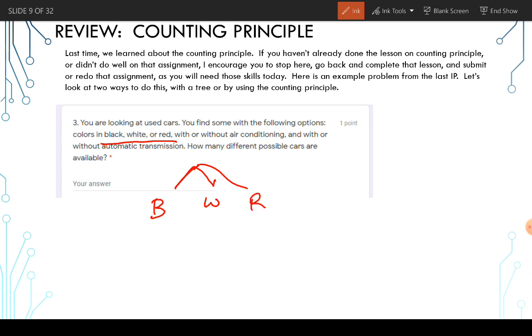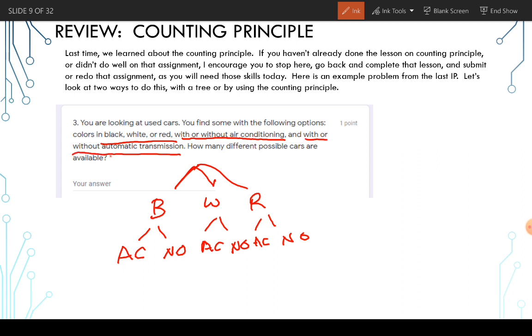Now we know that our black, white, or red car can either have air conditioning or not. So we want to create 2 options from each of our colors, and we're going to have AC or no AC. A white car with AC or a white car without AC. A red car with AC or a red car without AC. Okay. Last thing that we can have as an option is a red, black, or white car with or without AC, or with or without automatic transmission.